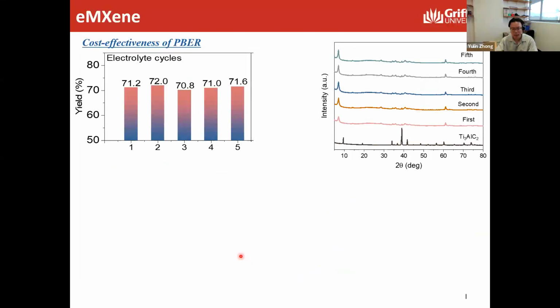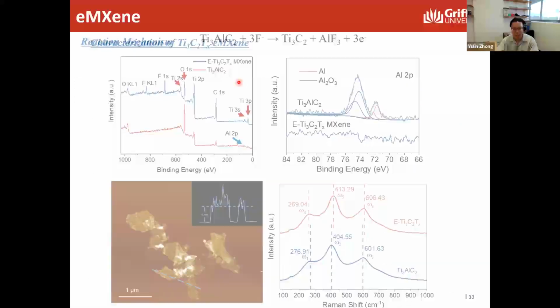So the nice thing about this electrochemical method is that we could reuse the electrolyte, the ammonium fluoride. Remember, I simply use 10 molar ammonium fluoride, and we could reuse that over and over again, up to over 5 times, and we get a similar amount of MXene.